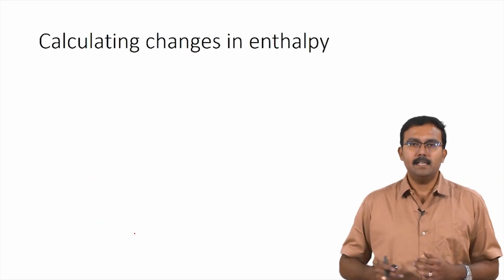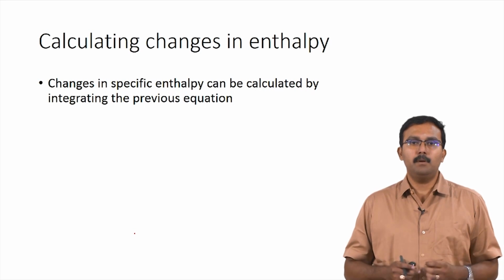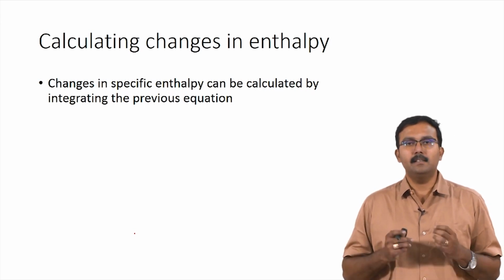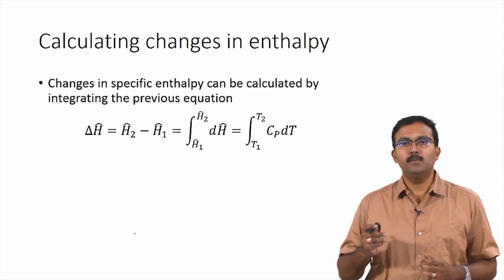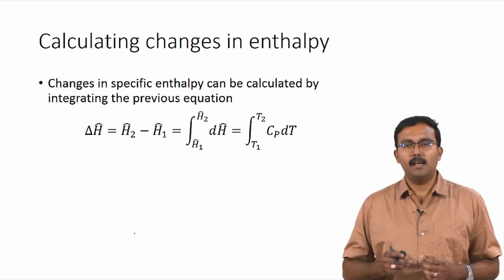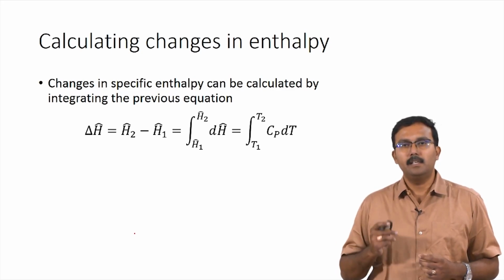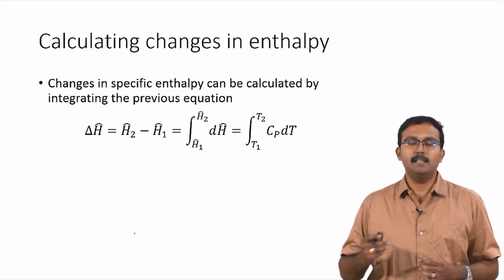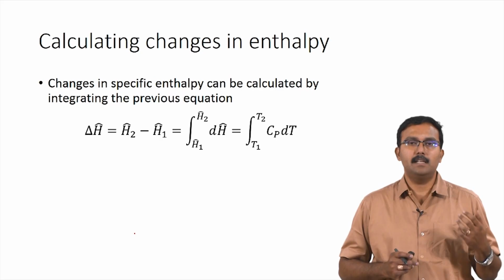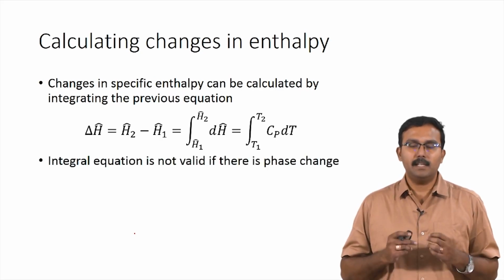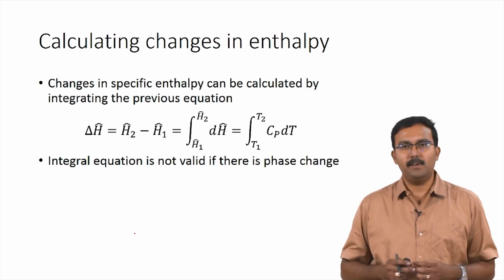When we are calculating changes in enthalpy, we need to remember that we can integrate this equation to get the difference in enthalpy, which would be delta H cap equals H2 cap minus H1 cap equals integral of dH cap from H1 cap to H2 cap, which would be equal to integral Cp dT, where the integration is done between temperature 1 and temperature 2. This integral equation again will not be valid when there is a phase change.